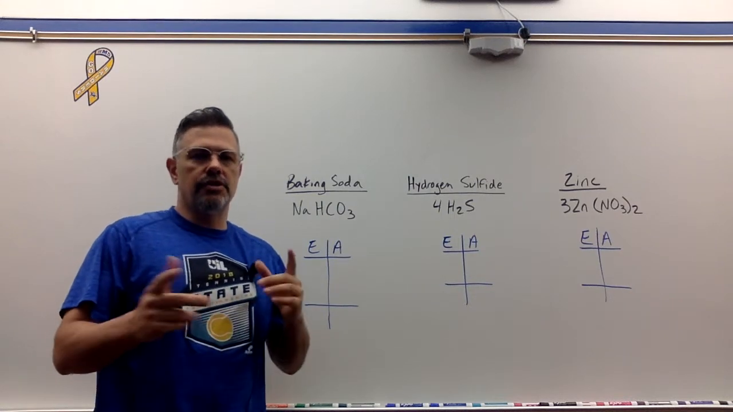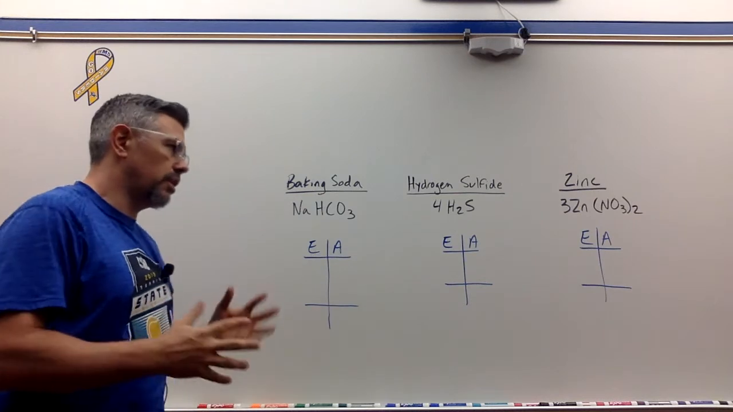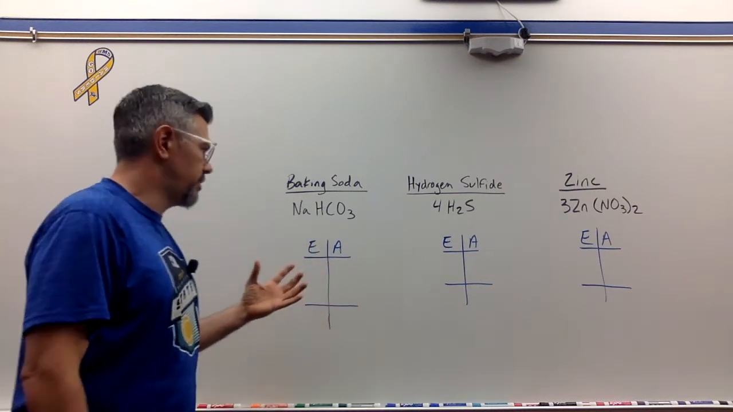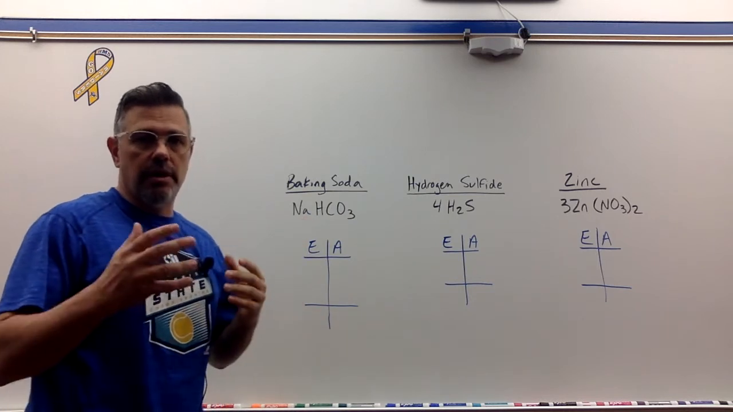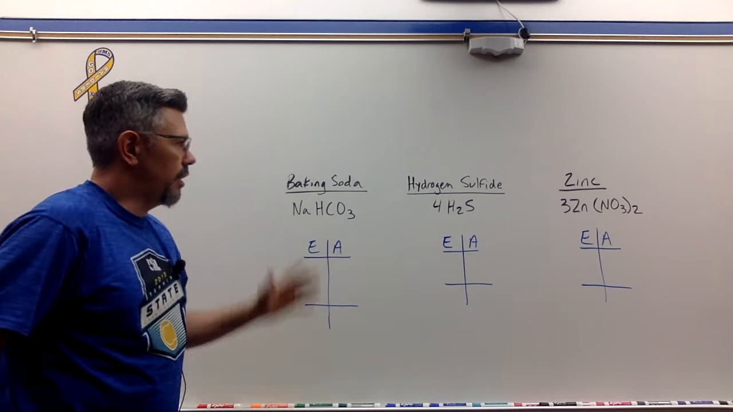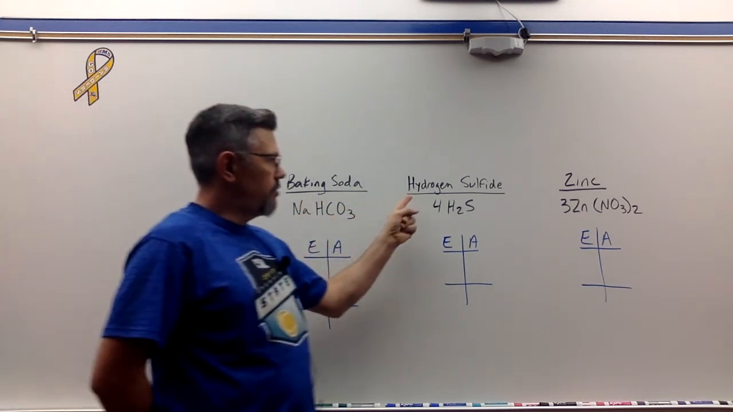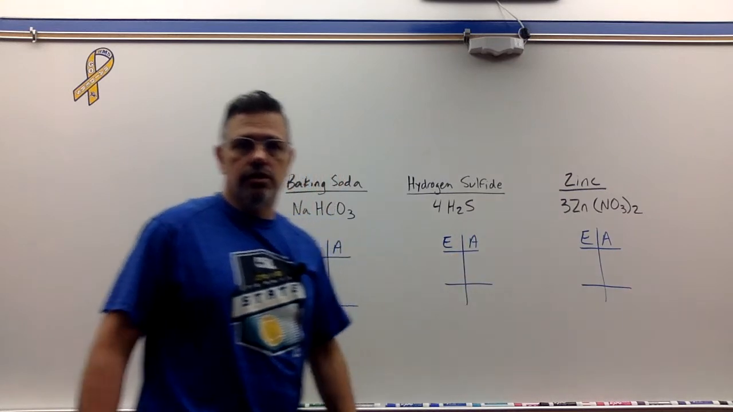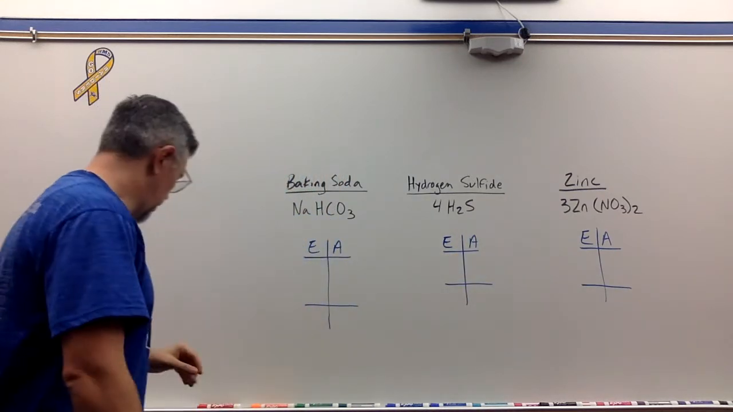All right, so we are going to be doing some T-charts today. A T-chart is a strategy that helps you break down the atoms and elements that are in a compound formula. So I've got 3 different examples here for you today. We've got baking soda, hydrogen sulfide, and zinc. And so we are going to do elements and atoms and T-charts for all of those.